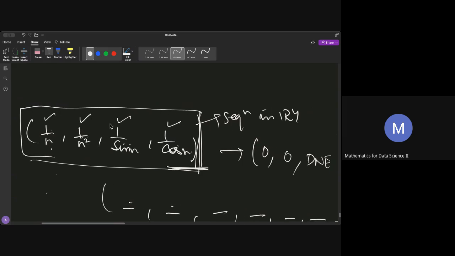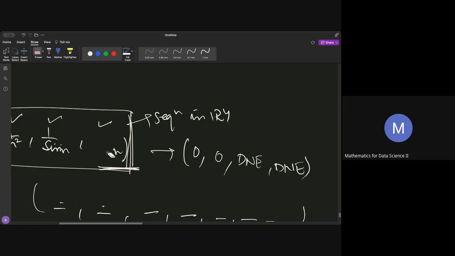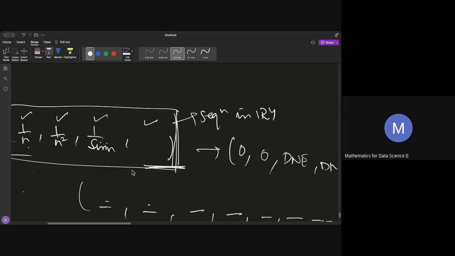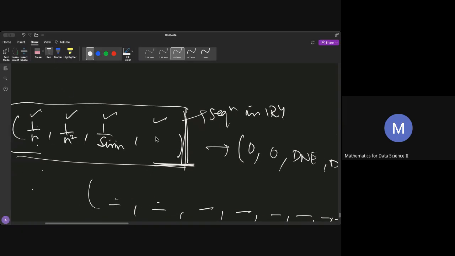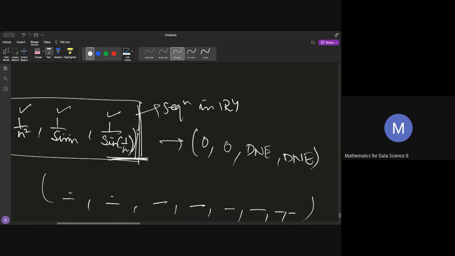If the limit of any one of these does not exist, let's say here the limit of the two does not exist, right? Let's say I take 1 by sine 1 by n. If n tends to infinity, 1 by n tends to 0, so this sine thing also tends to 0. And this, we know, tends to infinity. We can't say that it does not exist, right?